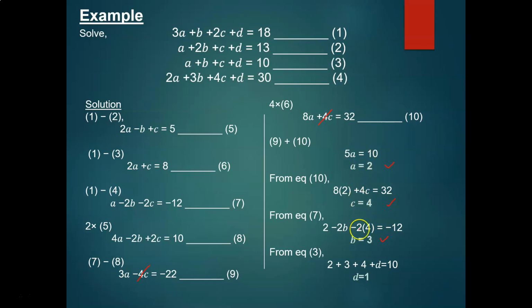Okay, since you already have A, B, and C, let's say, now I pick the equation 3. Because equation 3 dia semua ada single. 1A, 1B, 1C, 1D equal to 10. So I substitute all the value A, B, C I already have just now to find my D. So finally I have my D equal to 1. Okay, so this is how you solve 4 equation. You solve simultaneous equation with 4 unknown. Okay, I think that's all.